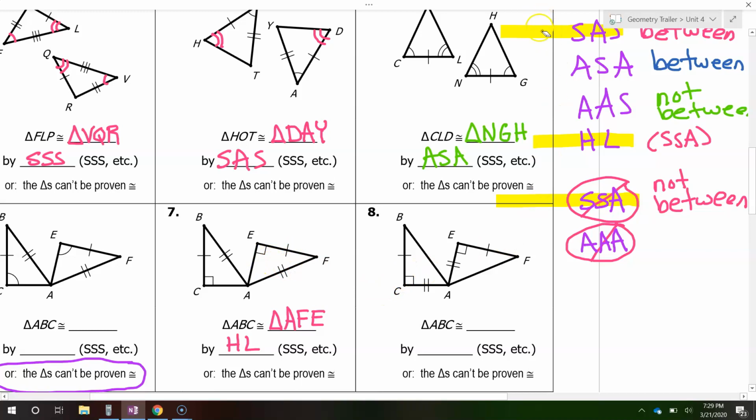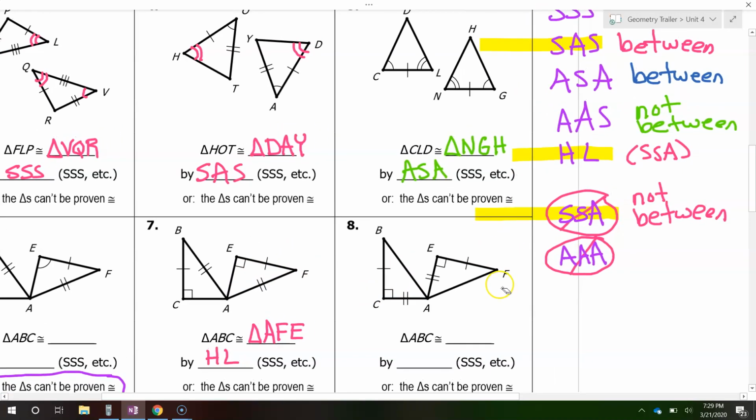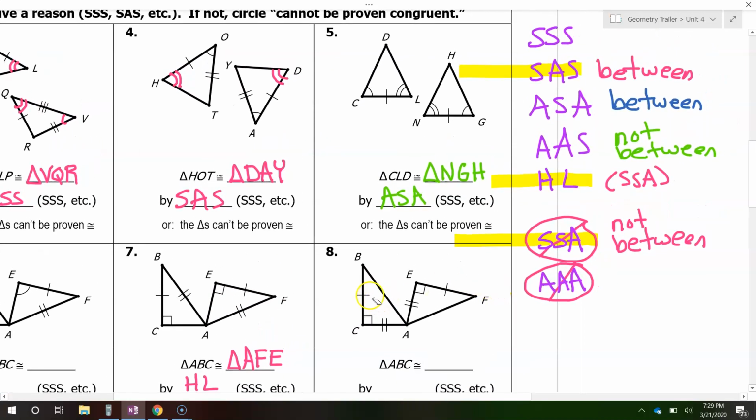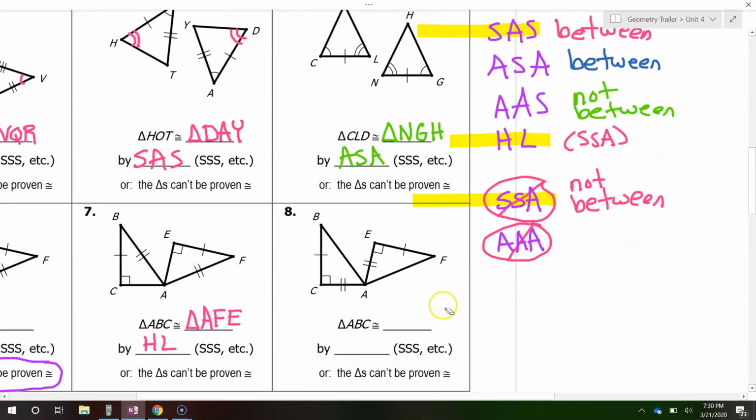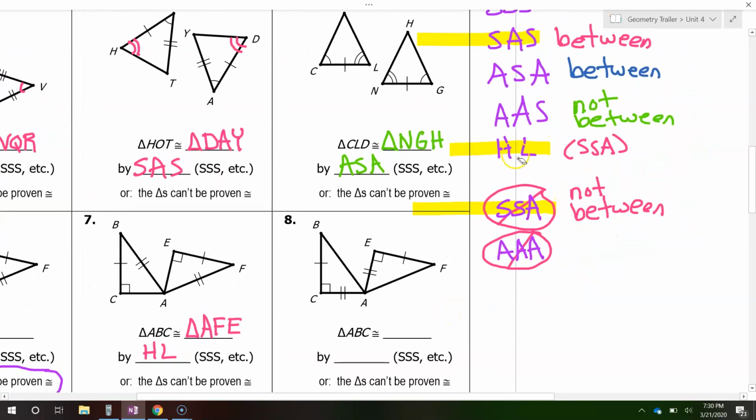Okay, I started to erase these yellow marks where I narrowed it down, but here we have two sides and an angle again. So again, we have these three possibilities. Side-angle-side, hypotenuse leg, or side-side-angle, which is not a thing. Let's start with hypotenuse leg. I always like to start with that one. Hypotenuse leg only works for right triangles. This is a right triangle, so that means hypotenuse leg is a possibility.